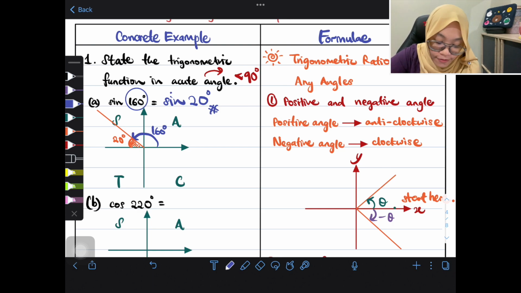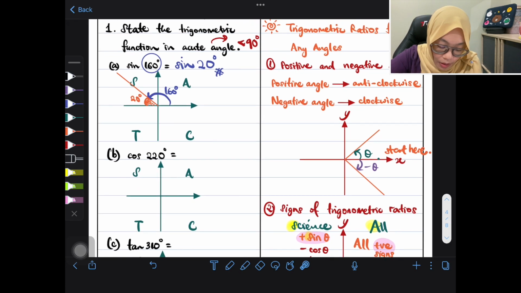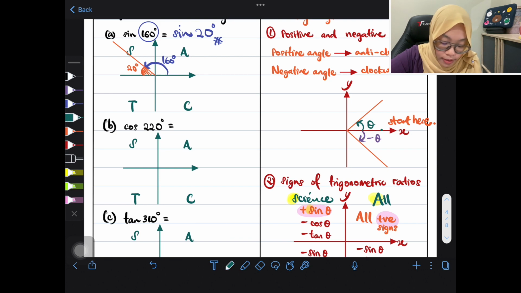So this is the value of what they want, less than 90 degree. Dia tak suruh kira pun, dia just suruh state the trigonometric function in acute angle. Itu je soalan minta. Dia bukan minta kita kira dengan tepat. Okay? Kira dengan guna calculator, tak. So now let's find 220. So 220 berada di sini lebih kurang. And then you put a straight line there.